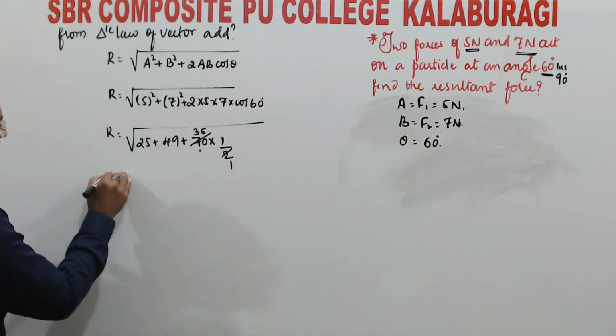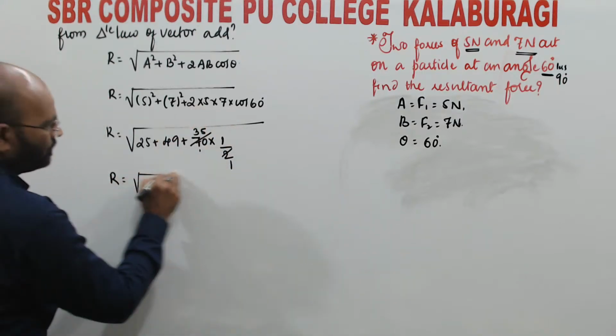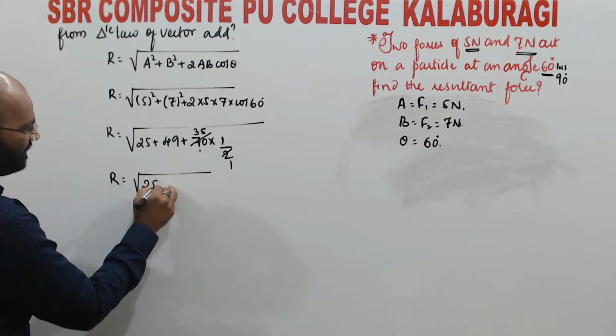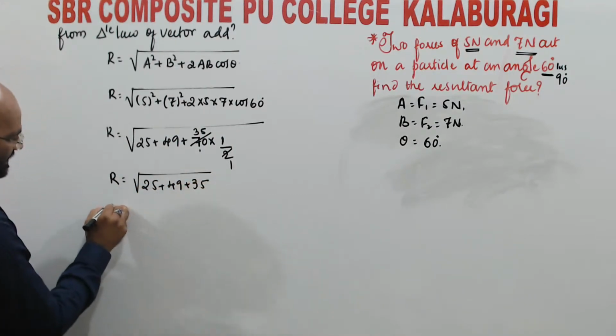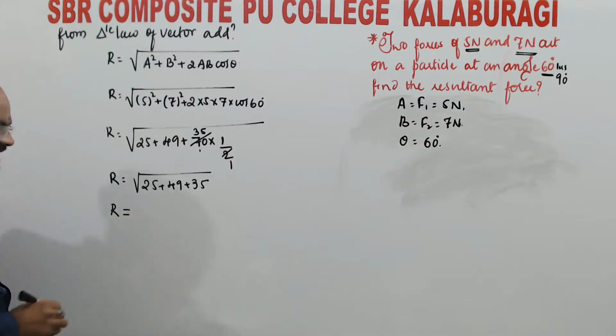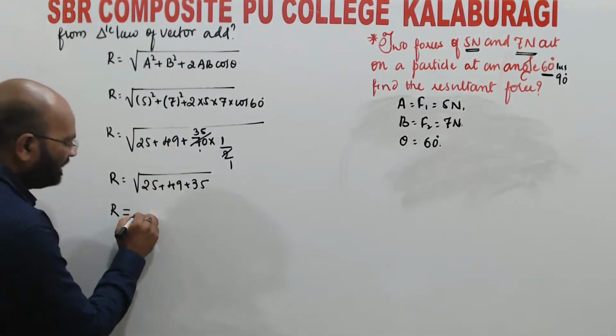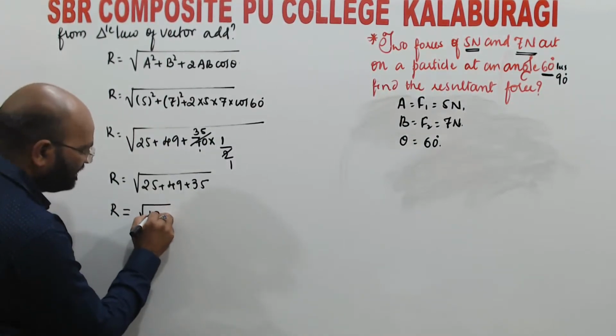So the resultant R equals under root of 25 plus 49 plus 35. If I add all these values, what do you get? 25 plus 49 plus 35 equals 109. So R equals under root of 109.